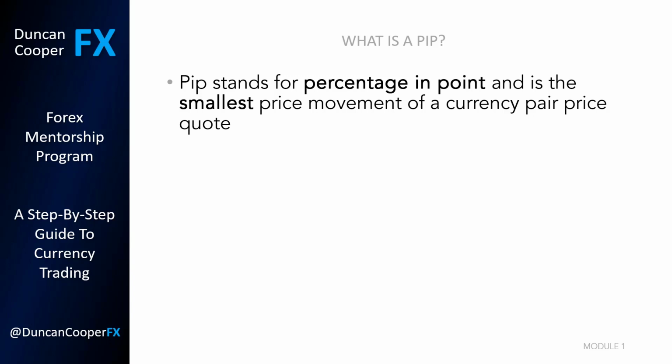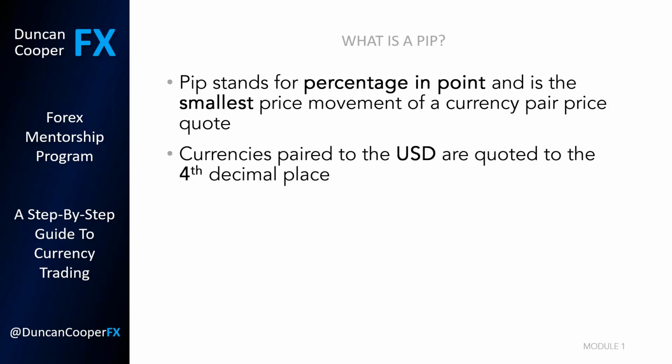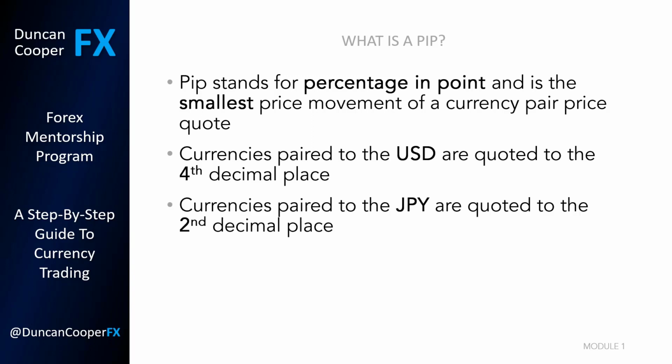Now we're going to discuss pips. Pip stands for percentage in point and is the smallest price movement of a currency pair price quote. Currencies paired to the US dollar are quoted to the 4th decimal place. Currencies paired to the Japanese yen are quoted to the 2nd decimal place.